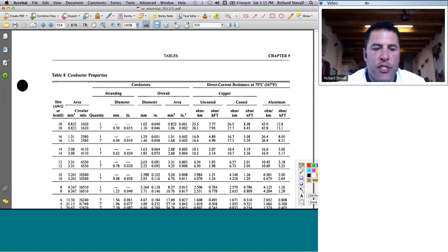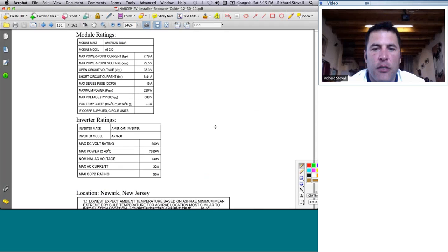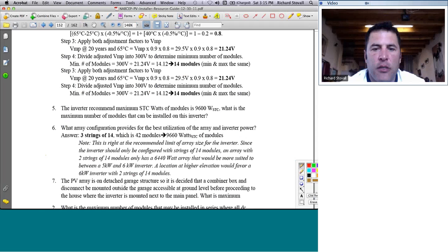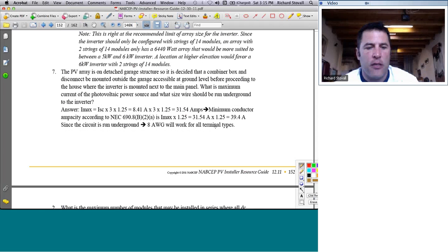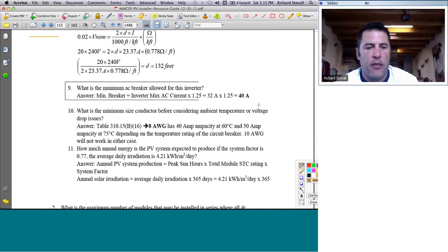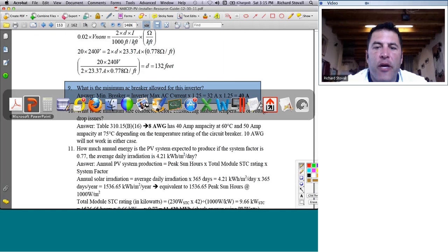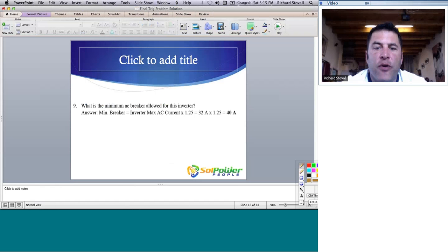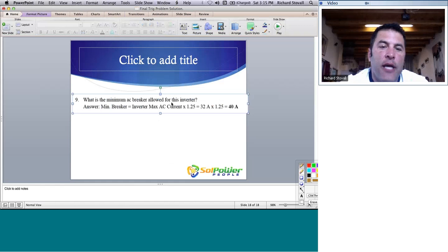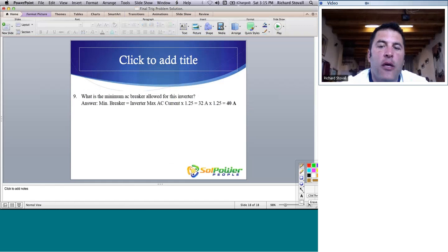Next part of this case study question: what is the minimum AC breaker allowed for this inverter? The inverter maximum AC current times 1.25 is equal to 32 amps times 1.25, which is equal to 40 amps. A 40 amp breaker is the minimum required for this inverter.